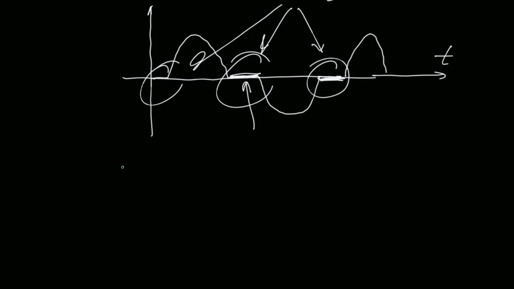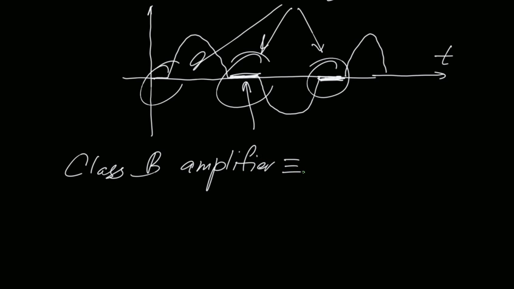This kind of amplifier is known as a Class B amplifier, and sometimes it is also called a push-pull transistor. The reason is very simple. The two transistors are either pushing or pulling, right? So basically they take over. When one turns off, the other one turns on. When one turns on, the other one turns off.